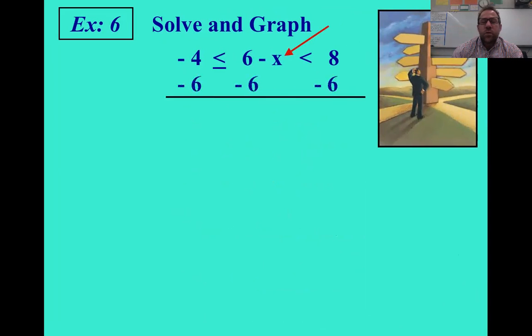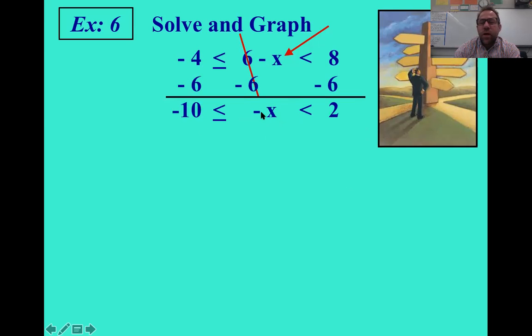Okay, so the first thing we're going to do is subtract 6. These are going to get canceled. This is going to give me -10, and 8 minus 6 is going to give me +2. Now we have a problem. We've got a negative variable. We cannot have a negative variable, right? We can't leave this with a negative variable.